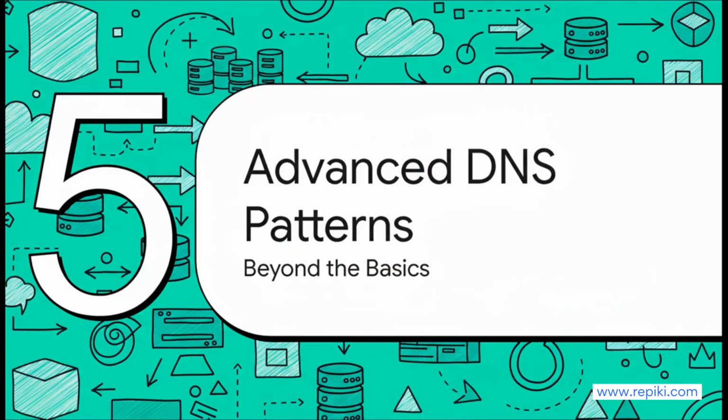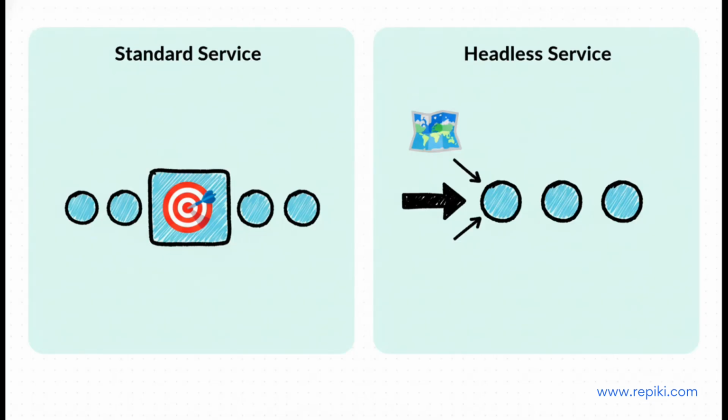But wait, there's more. Kubernetes DNS isn't just for simple service lookups. It's actually super flexible and supports some advanced patterns that are absolutely essential for running complex, stateful apps or talking to services outside your cluster. Let's talk about one of the coolest patterns, the headless service.